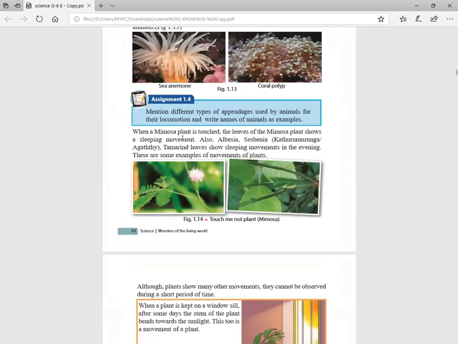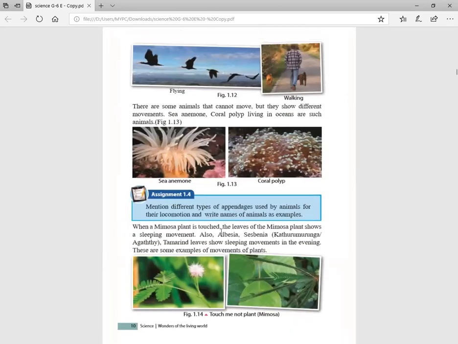When the mimosa plant is touched, its leaves close, showing a movement. Also, Albizia, Sesbania, Katuru Murunga, and Tamarind leaves show sleeping movement in the evening time. These are some examples of movement in plants. Mimosa plant and another mimosa plant. Touch-me-not plant, mimosa.